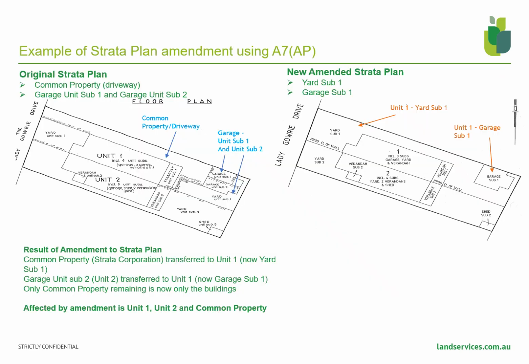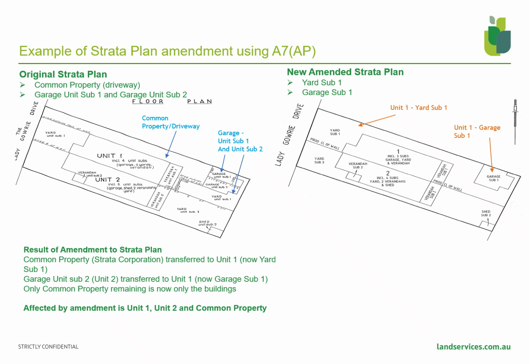This is an example of a strata plan that is going to be amended. The plan on the left shows the current strata plan that has been deposited in our office. On this plan, there are only 2 units and common property. The common property in this plan makes up the building and the driveway.